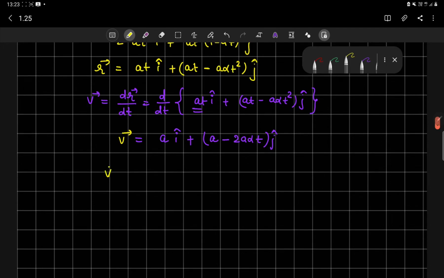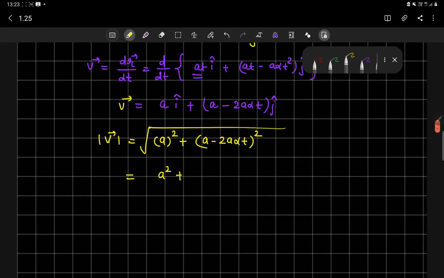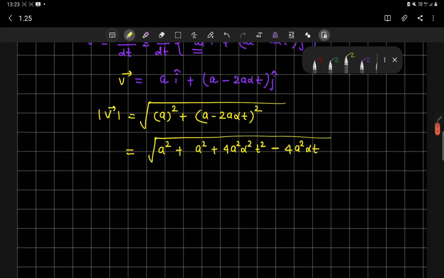Now if we find the modulus of this velocity vector, then we can write the square root of a squared plus (a minus 2a alpha t) whole squared. If we expand this particular expression, we will get the square root of 2a squared plus 4a squared alpha squared t squared minus 4a squared alpha t. So this is the magnitude of the velocity vector.